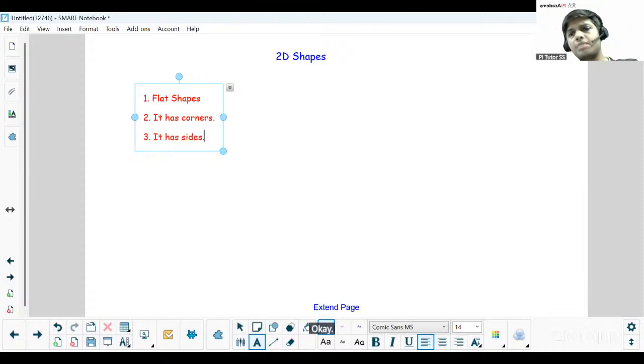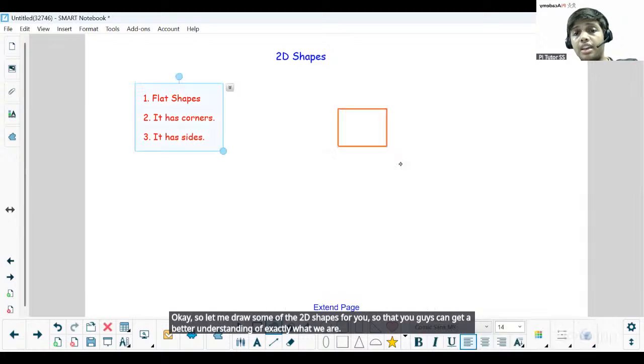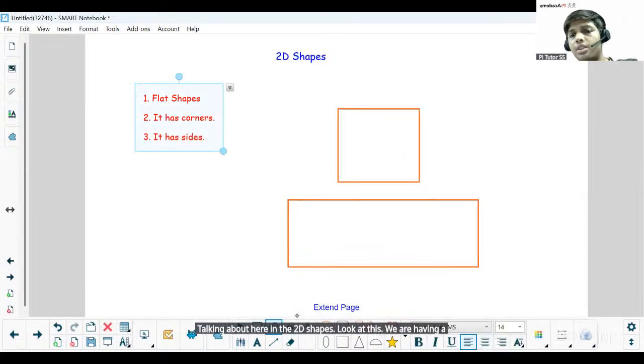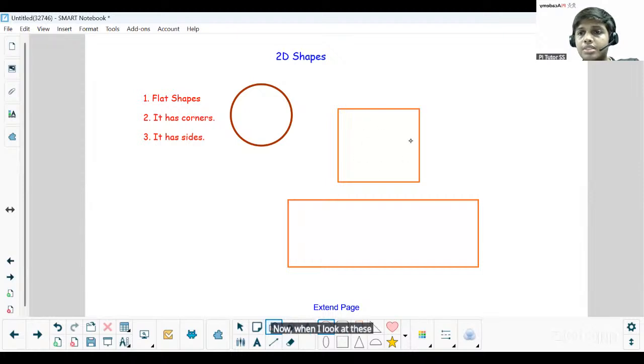So let me draw some of the 2D shapes for you, so that you guys can get a better understanding of exactly what we are talking about here in the 2D shapes. Look at this. We are having a square. Then this is your rectangle. We also have a circle in front of us. Now, when I look at these type of shapes, all of these shapes can be drawn, but you cannot feel it in real life. You cannot bring it out live from the entire paper.